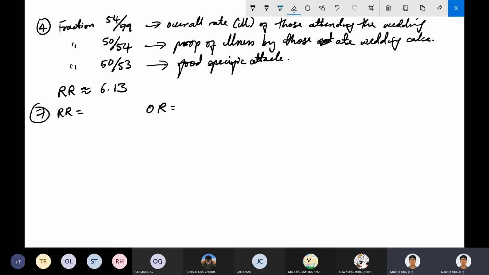Okay, question 7. Yeah, so it's 0.67 or 2/3. The other one? 0.615, correct.